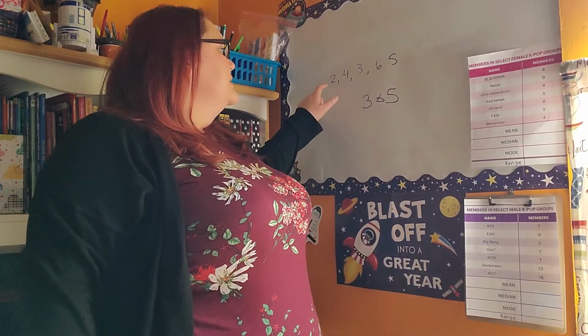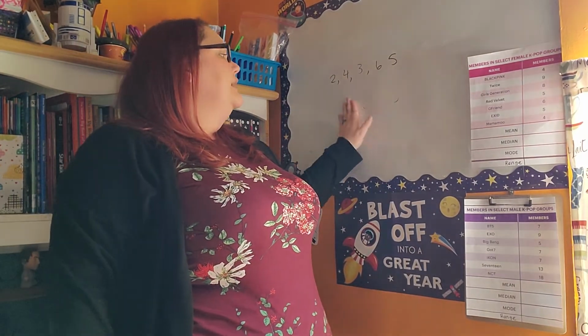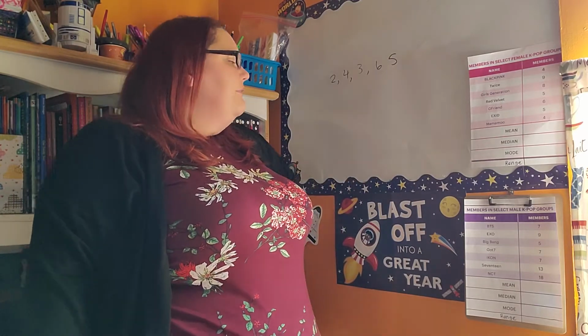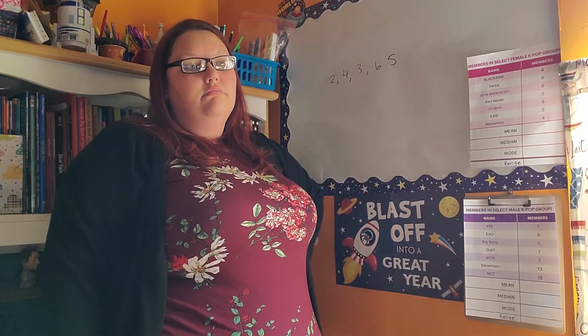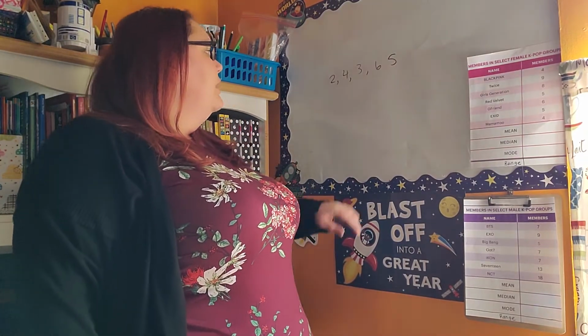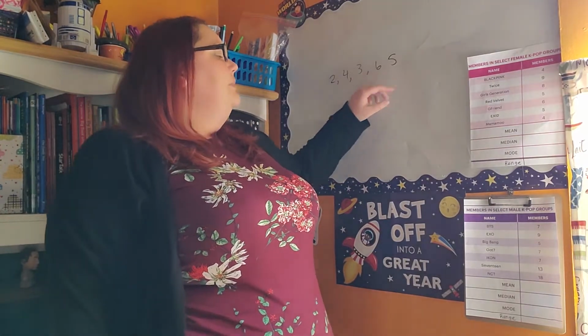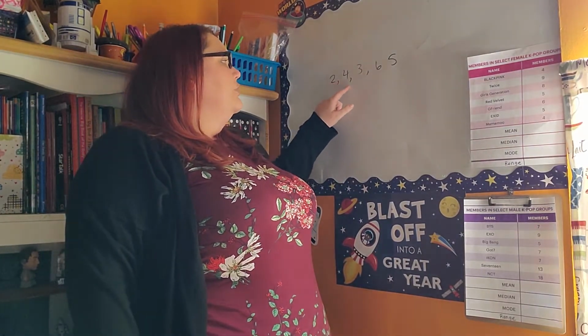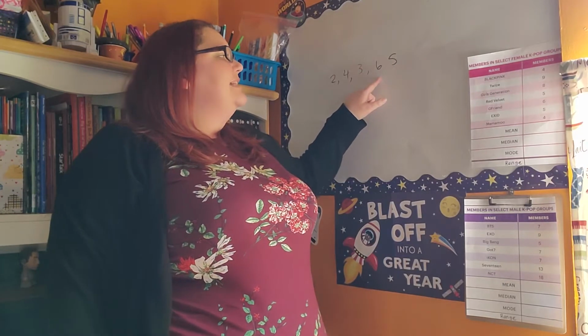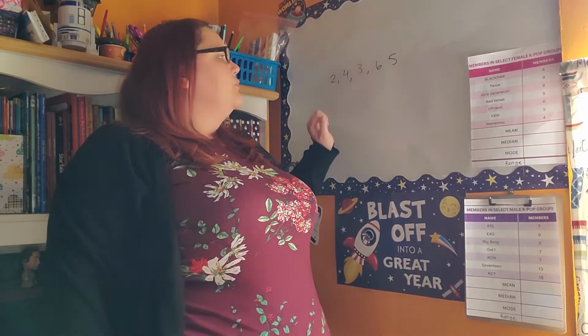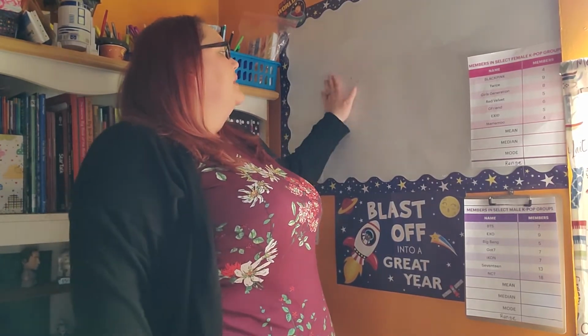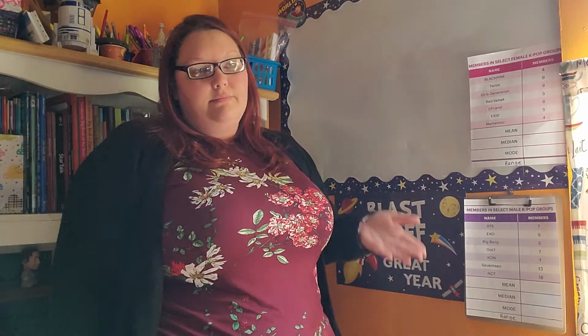Okay. Now our numbers are 2, 4, 3, 6, and 5. Do we have a mode in that one? No, we don't have a mode in that one. None of the numbers are repeating. There's 1 two, there's 1 four, there's 1 three, there's 1 six, and there's 1 five. And that means that we don't have a mode in that problem.